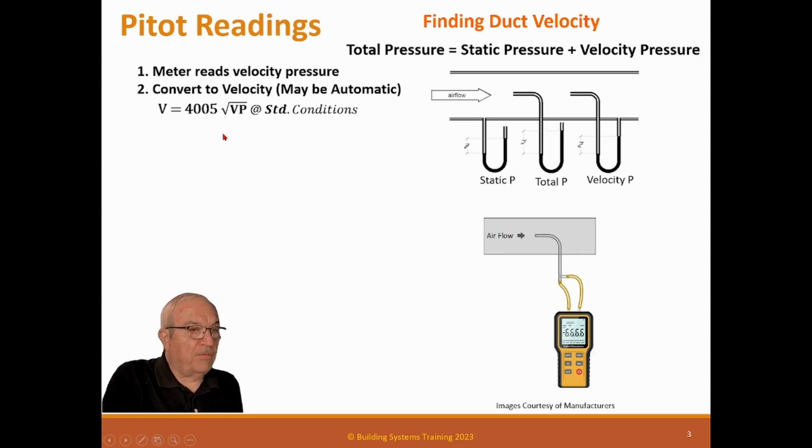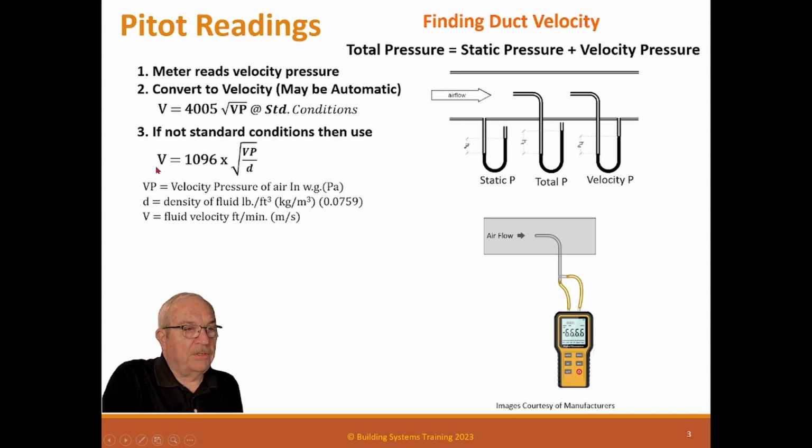And remember, that formula is velocity equals 4,005 times the square root of velocity pressure at standard conditions, which remember is 70 degrees at sea level. So if you're doing a Pitot at 6,000 feet, this ain't the formula. You've got to use the 1,096, I guess, if I remember, times the square root of velocity pressure divided by the density of the air. But anyway, most of your instruments will do this all automatically. You need to make sure that's what your instrument does.